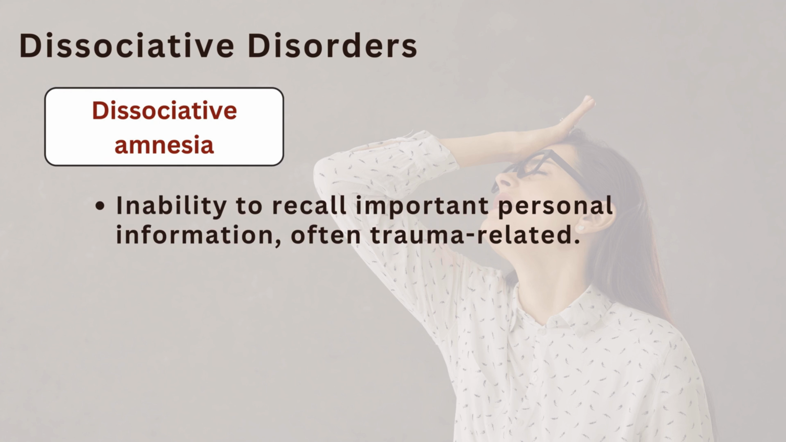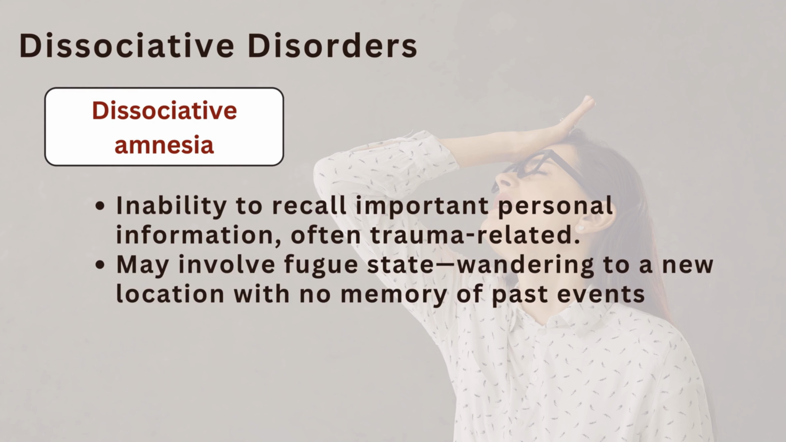We have dissociative amnesia. This is characterized by the inability to recall important personal information and is often related to trauma. This amnesia is too extensive to be explained by normal forgetfulness. A specific type, called dissociative fugue, occurs when individuals unexpectedly travel away from home and assume a new identity with no recollection of their past. They may suddenly wake up in another city with no idea how they got there.